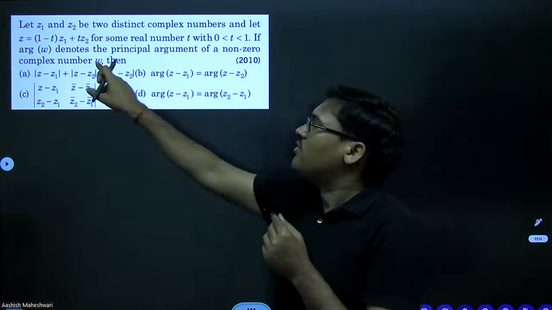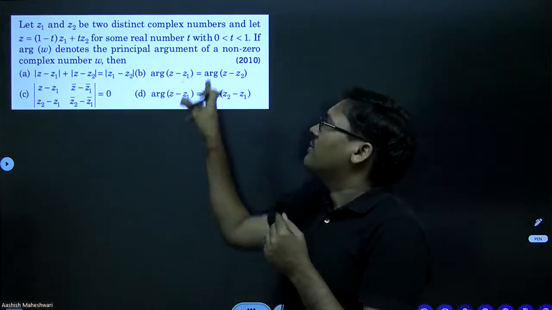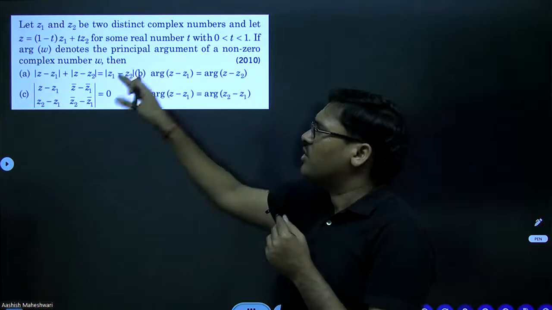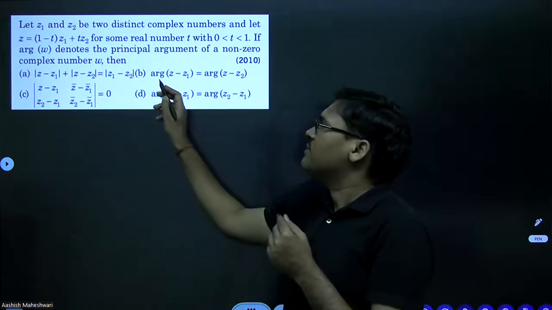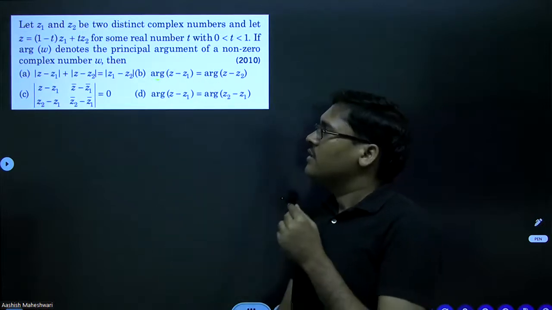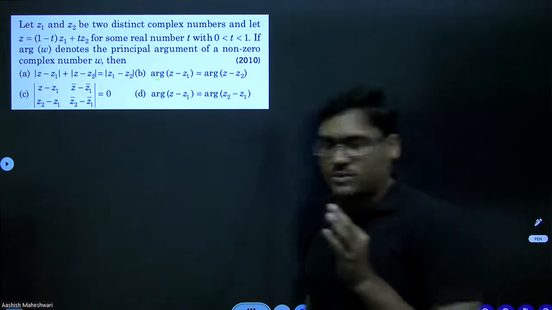For some real number t, which is between 0 and 1. If argument of omega denotes principal argument, मतलब हम यहाँ पे principal argument की बात कर रहे हैं for किसी भी complex number omega के लिए, मतलब this is representing the principal argument. ठीक है? Then which of the following options are correct options? So now see.